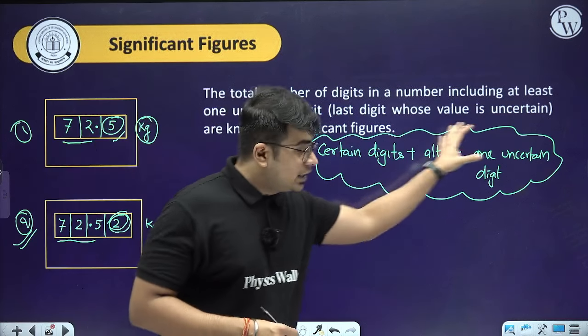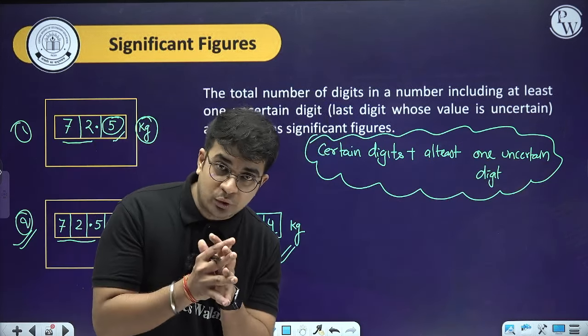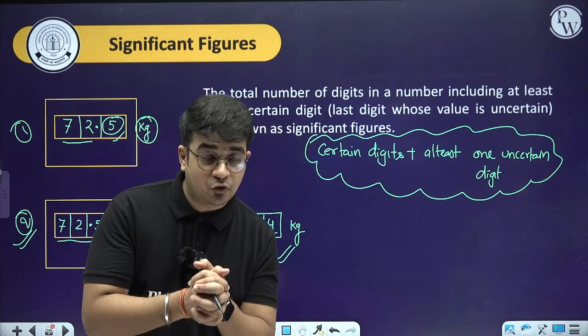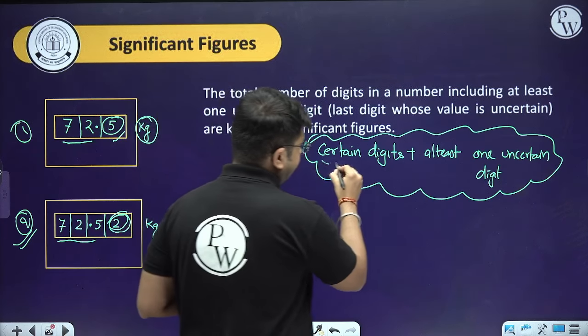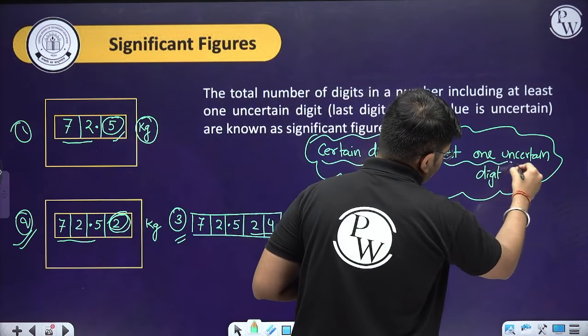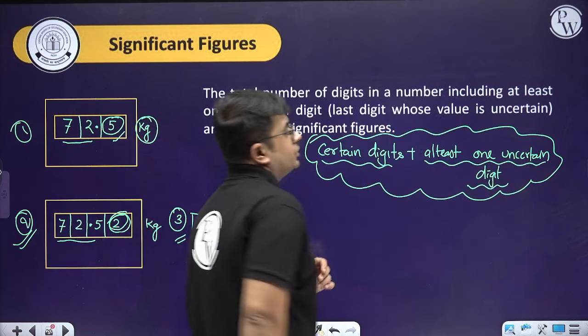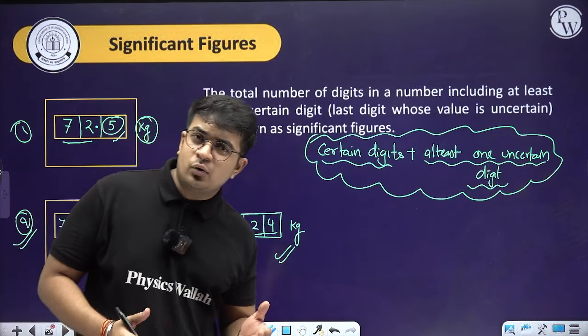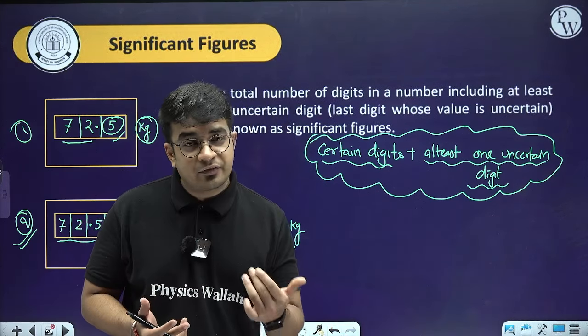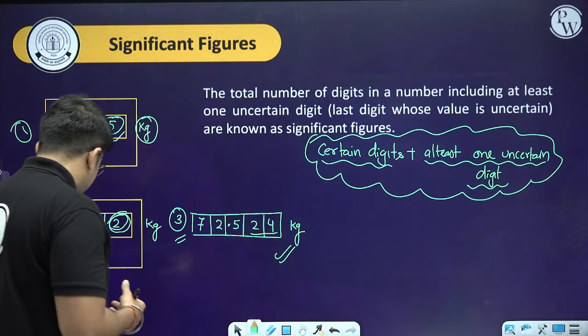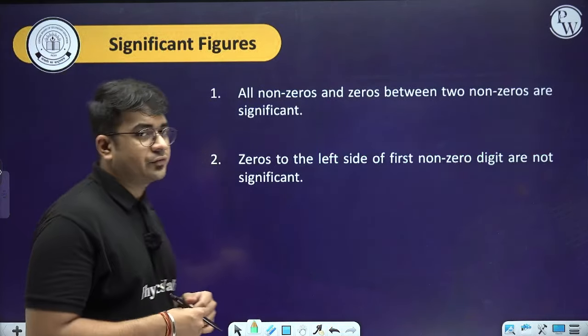I need to make sure that in the particular result, I am including all the figures which are relevant for the measurement part, which comprises all the certain digits as well as at least one uncertain digit. But the question is, how can we talk about significant figures? How can I calculate the significant figures? So there are certain rules by which we can actually identify significant figures.